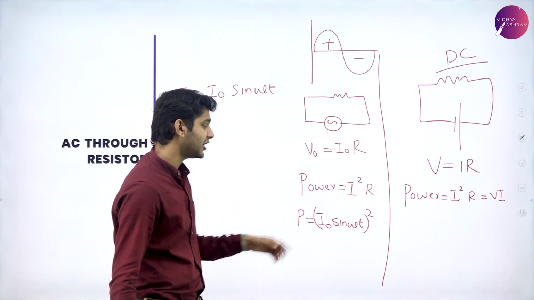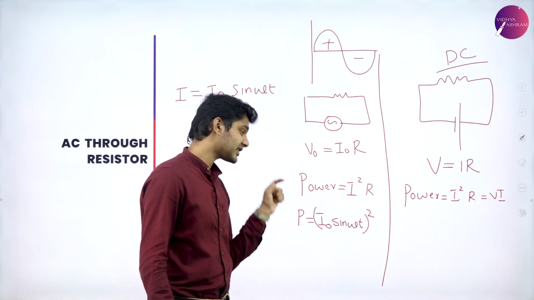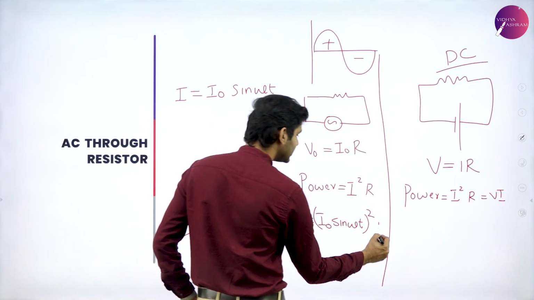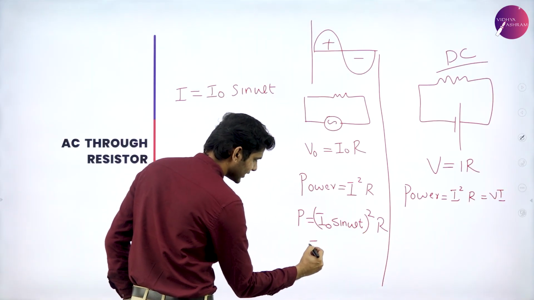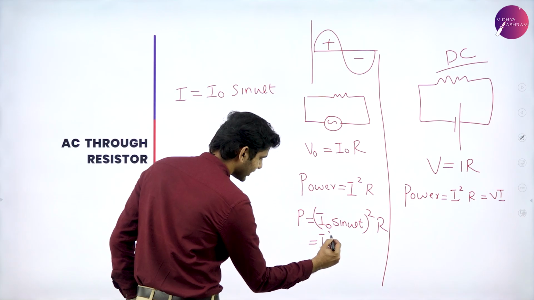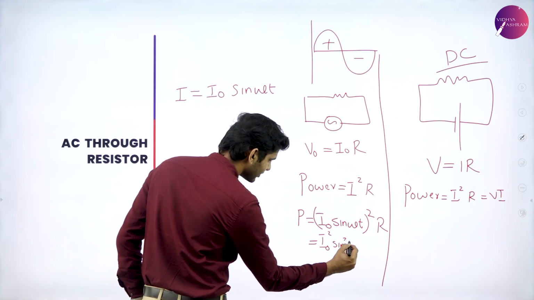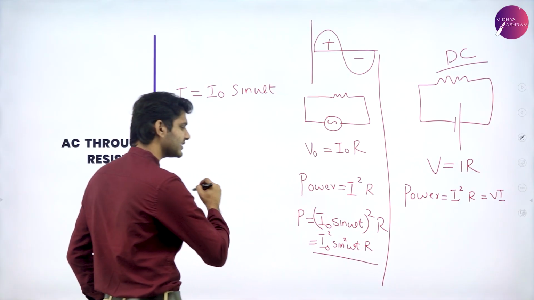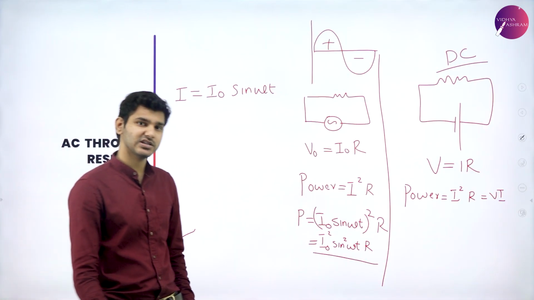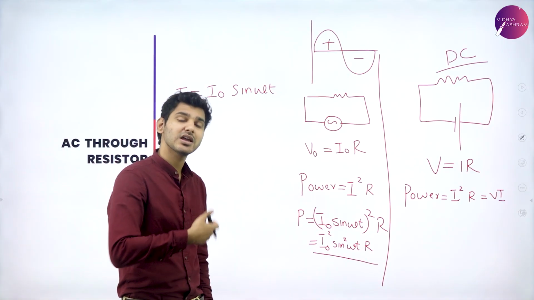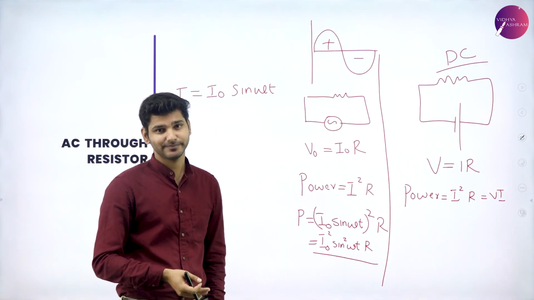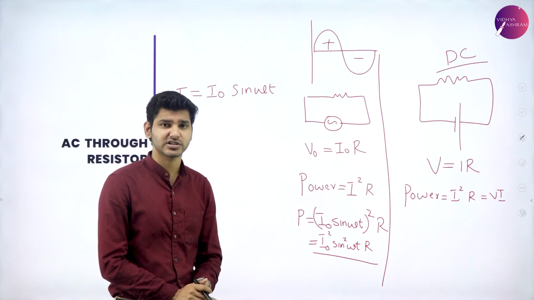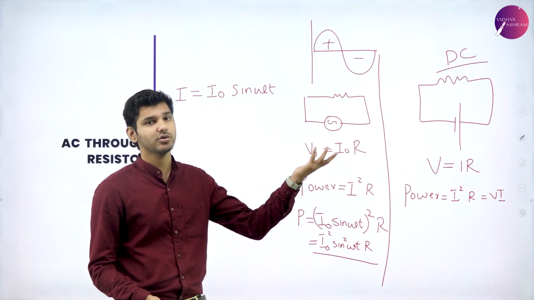Remember, it is not I naught square sine omega t, it is I naught sine omega t whole square into R, or simply we can write it as I naught square sine square omega t into R. So this is the general equation we can use to indicate instantaneous power. Power at any point can be given using this particular equation: I naught square sine square omega t into R.